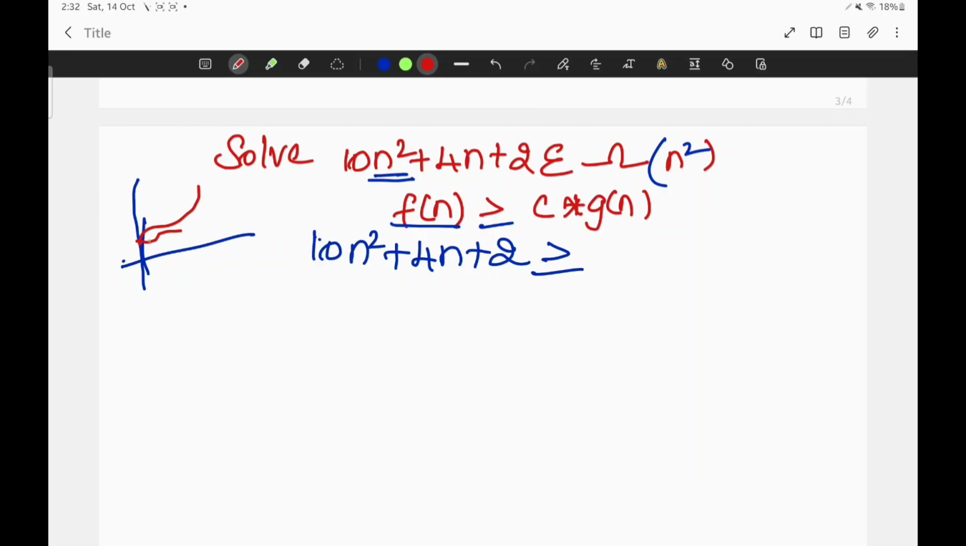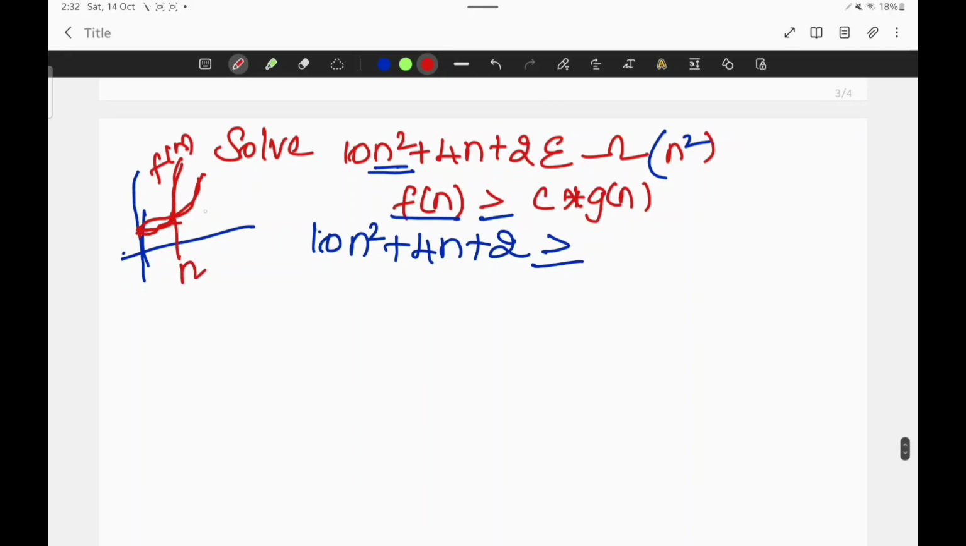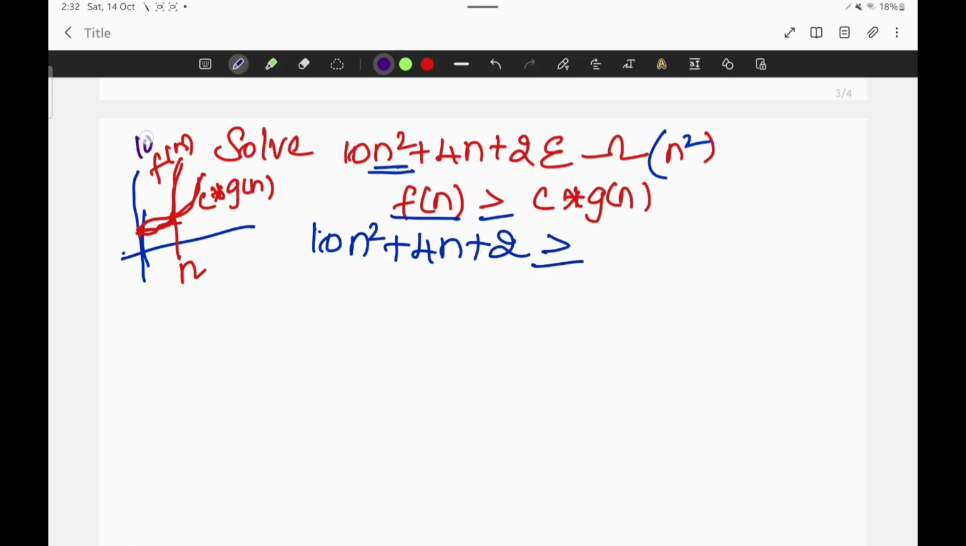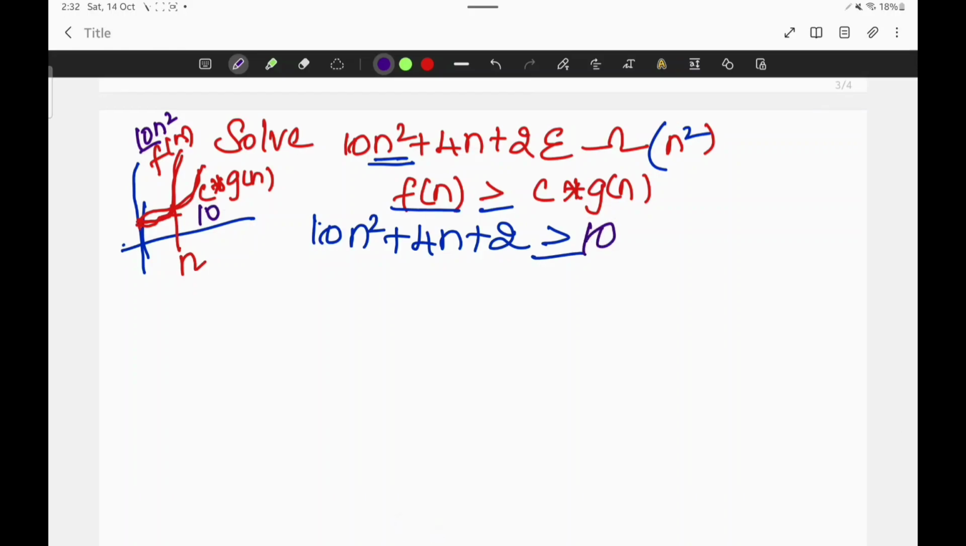At some n value, this f of n is greater than c star g of n. We need to find out at what point of n this f of n is greater than c star g of n. So the c value we take should be less than or equal to 10, since 10n squared is the leading term of the given f of n. So we take c as the constant value 10. g of n can be n squared. Why? Because the left hand side f of n has n squared. So f of n is greater than or equal to 10 n squared. This is the condition for omega.